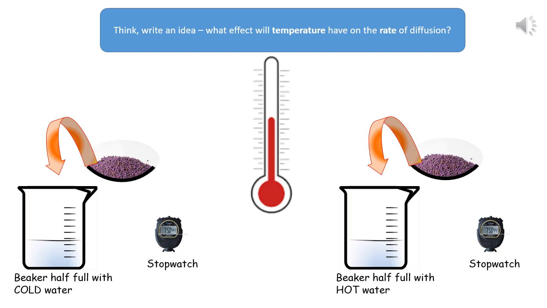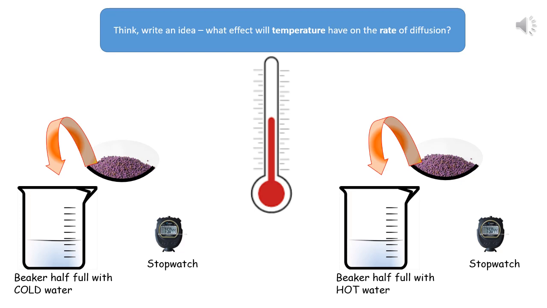So what you're going to see in the practical investigation is that the variable that we are going to change is we're going to have one beaker full of cold water and one beaker full of hot water. Everything else we're going to keep the same, but the temperature of the water is going to be different. So the first thing I'd like you to do is to think and write an idea in your book, please. What effect will temperature have on the rate of diffusion? In other words, if it is hotter, is it going to speed diffusion up or slow it down?